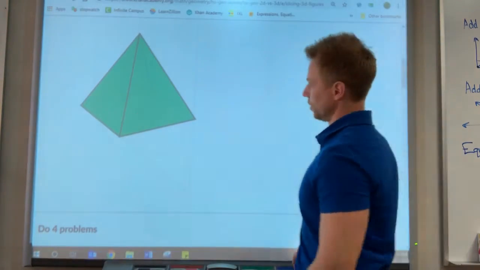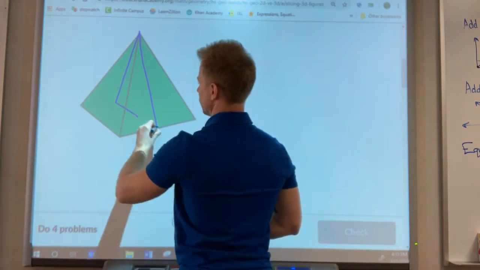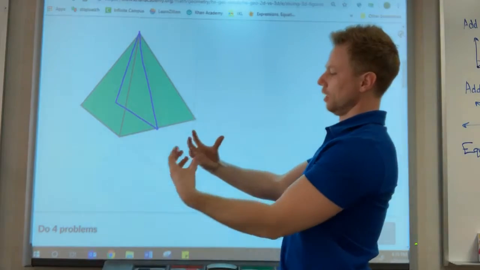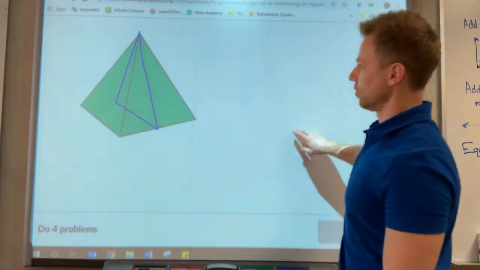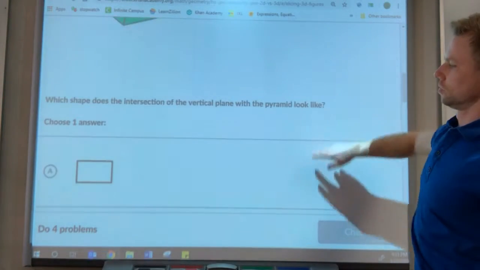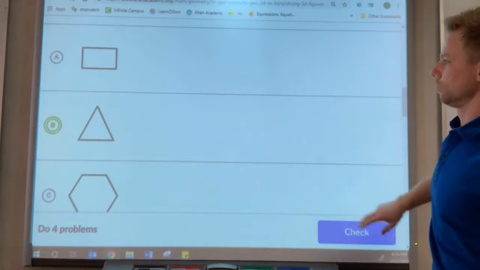I didn't draw that very well. Let's try that again. Trace the triangle. If you would slice that in half and then pull it apart, you would see a triangle in your left hand and a triangle in your right hand that was formed by the slice. So the intersection of the plane would make a triangle.